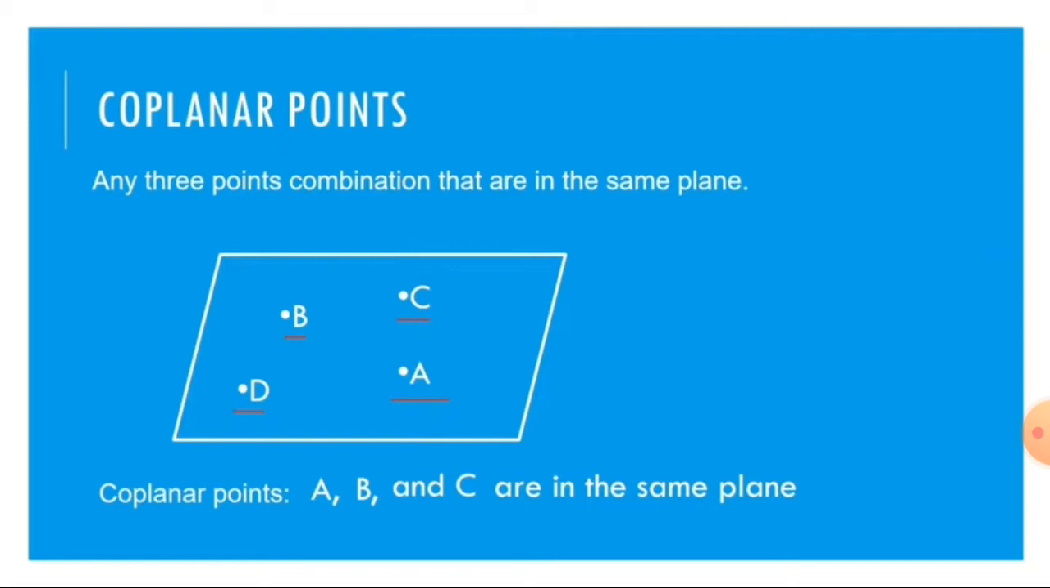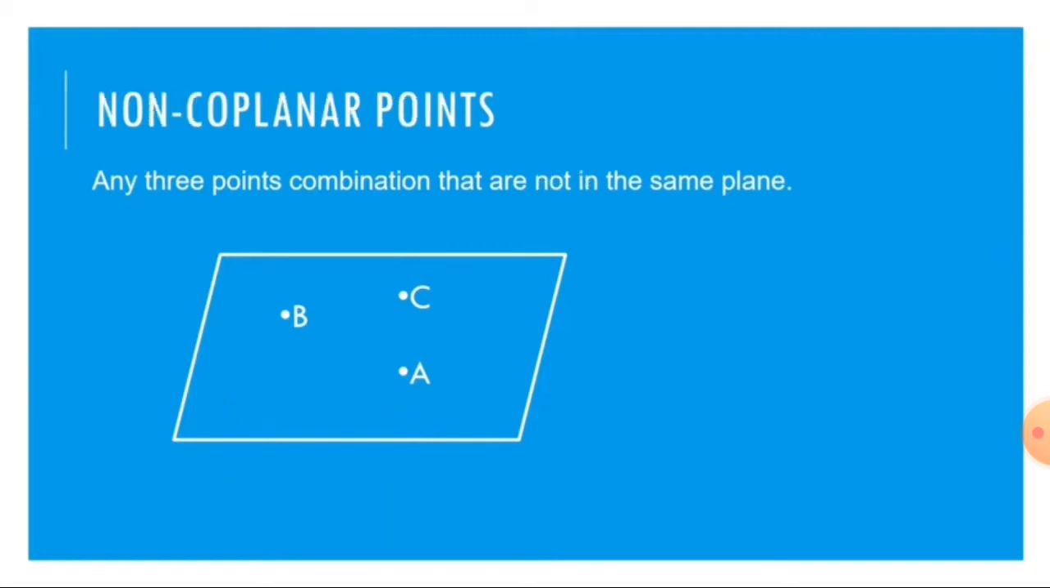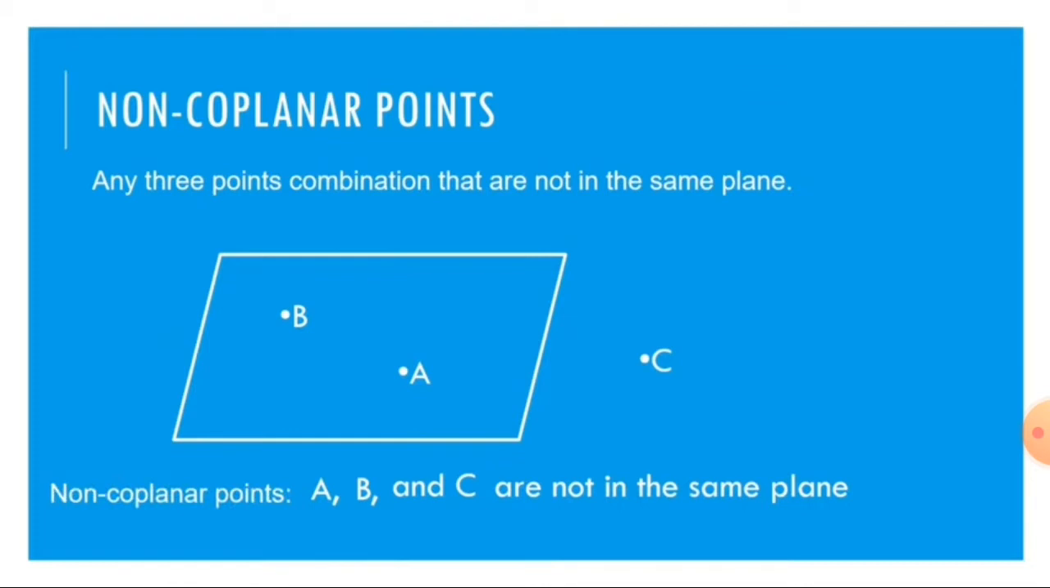So this time, let us concentrate on point C. Uy, lumabas si point C. When I choose this time point A, point B, and point C, they are not in the same plane. Ang tawag diyan ay non-coplanar points. Sabi dito, any 3 points combination that are not in the same plane is what we call non-coplanar points.